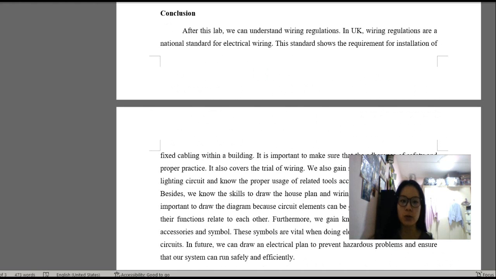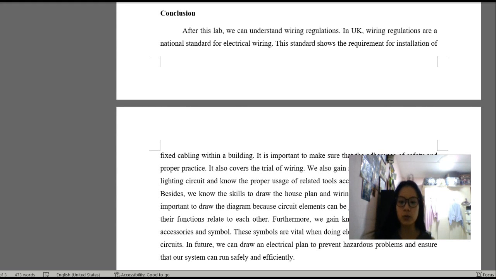Next, I will present the conclusion. After this lab, we can understand wiring regulations. In the UK, wiring regulations are a national standard for electrical wiring. This standard shows the requirements for installation of fixed cabling within a building. It is important to make sure of the adherence to safety and proper practice. It also covers the testing of wiring.